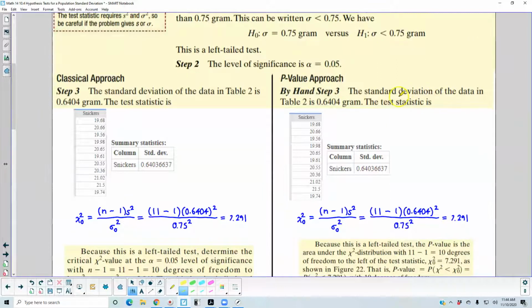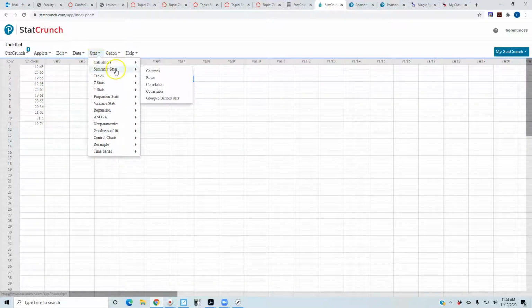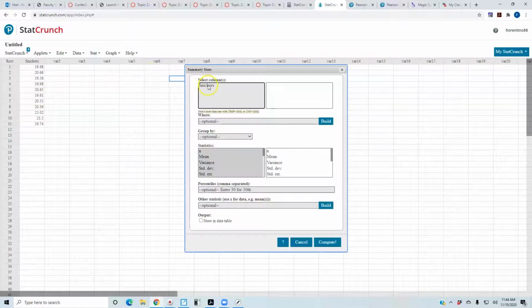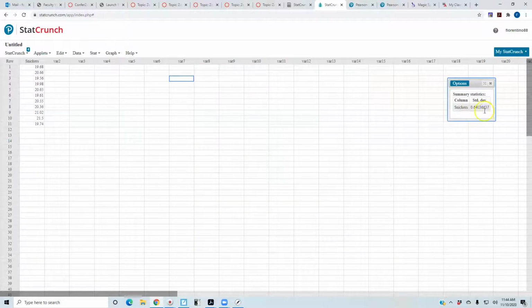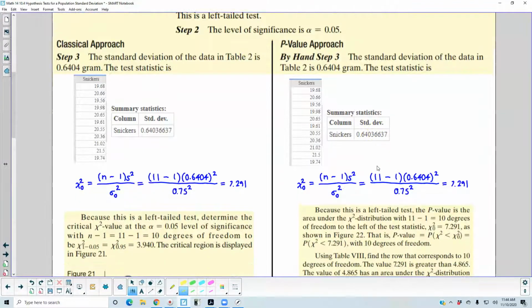Now we want to find the standard deviation of the data in the table, and to do so we can go back to StatCrunch. We have our data, we can manually put it in, go to Stat, Summary Stats, and then select Columns, and then make sure we put in the column over here, find the standard deviation, and then we can get the standard deviation from the data in that table. So you can see here there is the standard deviation.